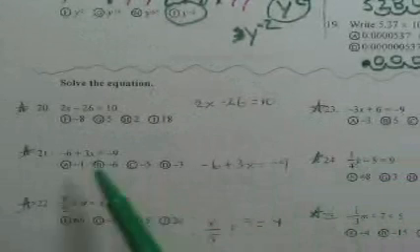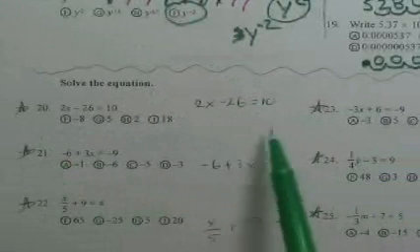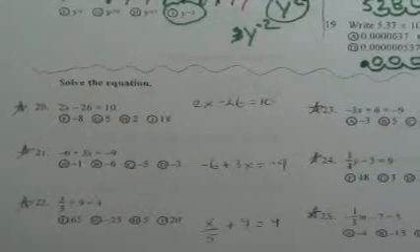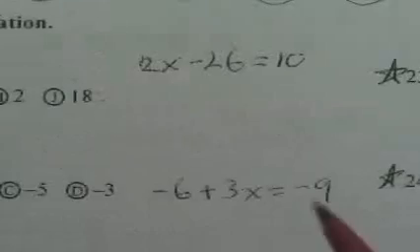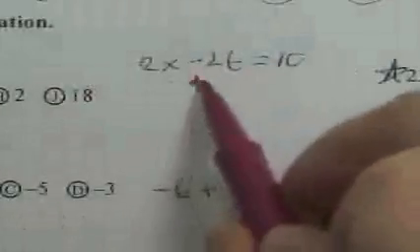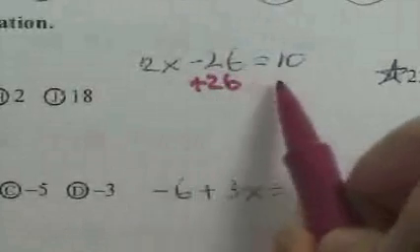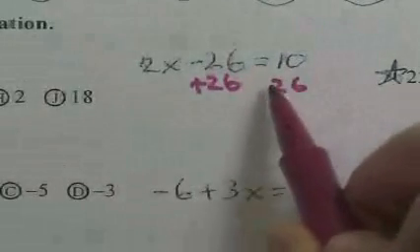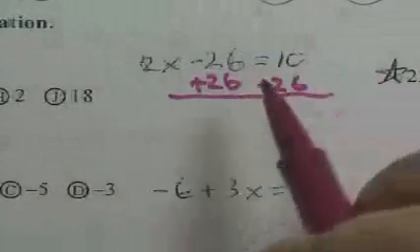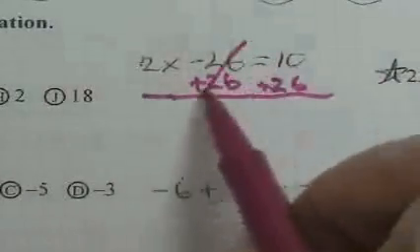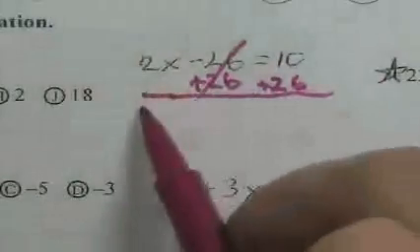Okay, the remaining problems are simple 2-step equations. Show all your steps. I put the problems to the side so it's easier to find the answer. Okay, number 20, I'm going to add 26 to get rid of minus 26. I'm adding 26. That's gone. And that leaves me with 2x.